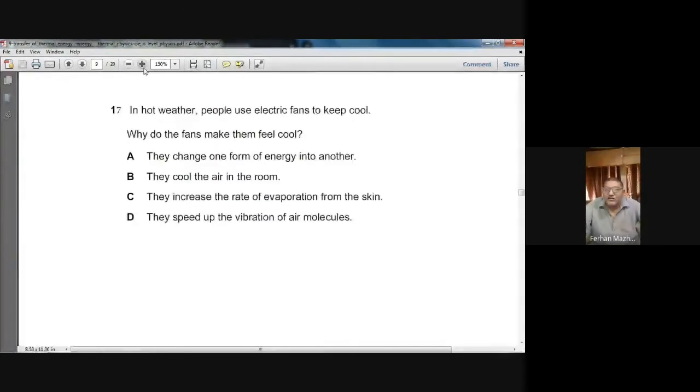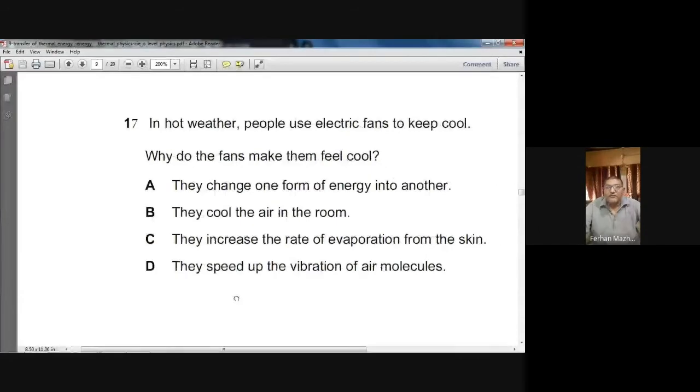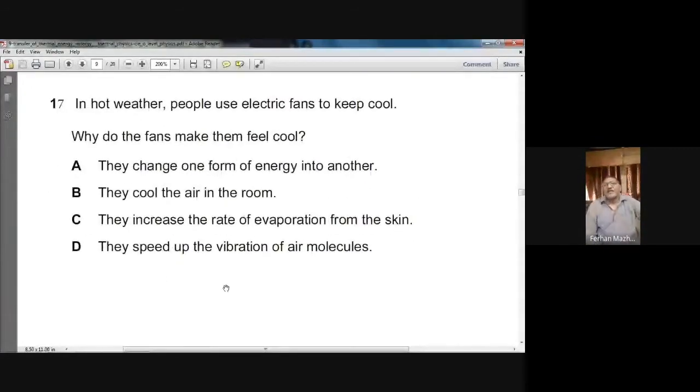Okay. So the next question is on your screen. In hot weather, people use electric fans to keep cool. Why do the fans make them feel cool? Because the fan increases the wind speed around you, and by increasing the wind speed, the rate of evaporation becomes faster. A, they change one form of energy into another. B, they cool the air in the room. C, they increase the rate of evaporation from the skin. Yes, that is the right option. C is the right option.